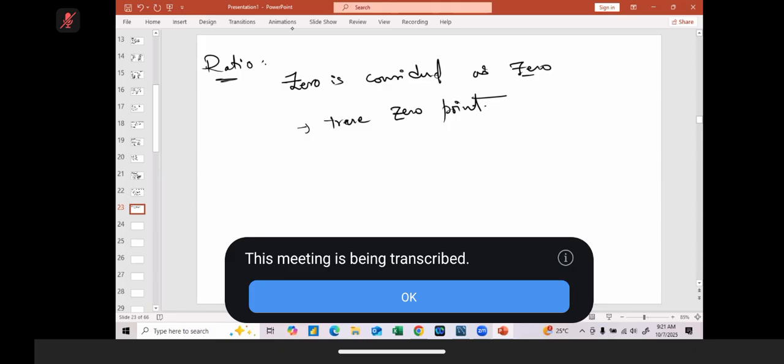Salary. See here. If you join any full-time job, will your salary be 0? They'll definitely pay you some salary. Your salary will never be 0. Does that come under ratio? No, that comes under interval.